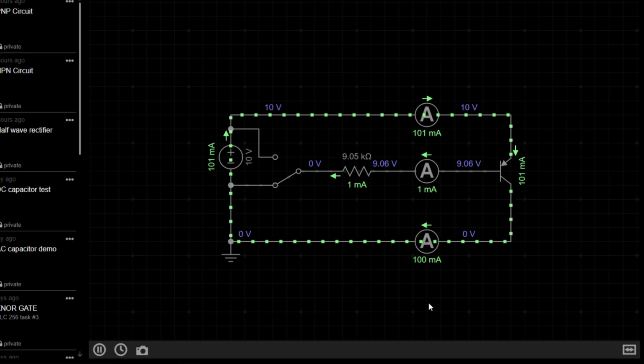Overall, transistors are truly one of the greatest inventions of the modern age, allowing us to control complex tasks with ease.